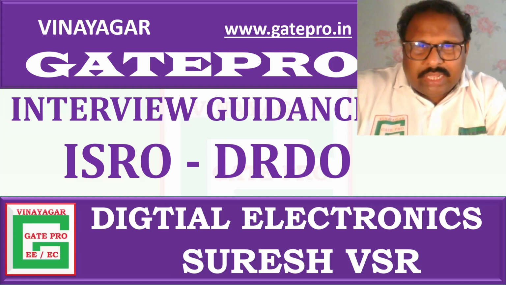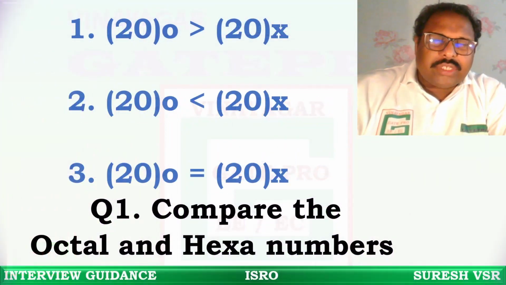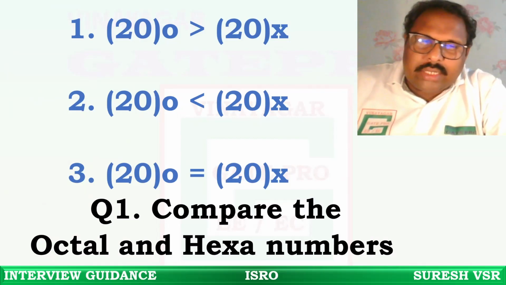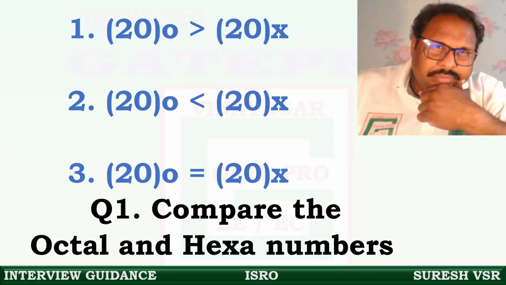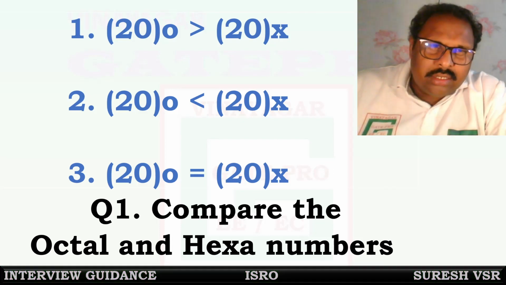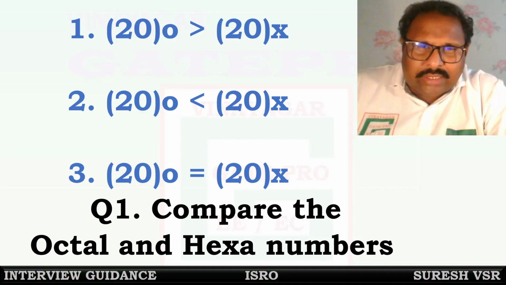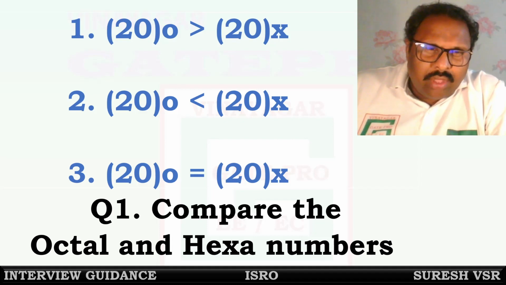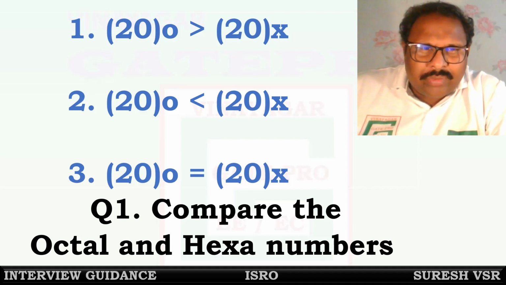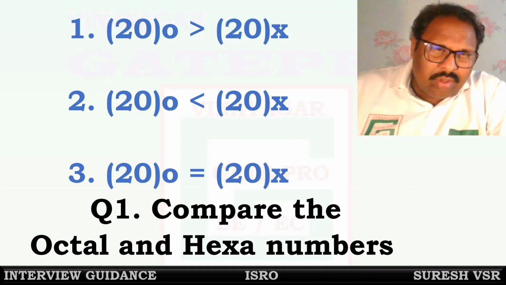Let's see what sort of questions can be expected. Look at the first question. There is a number called 20 in octal and also in hexa. So 20 in octal, 20 in hexa. Which one is considered to be large? Which is expectedly large? How do you resolve it? Is 20 in octal greater than 20 in hexa, or less than, or which one do you think?